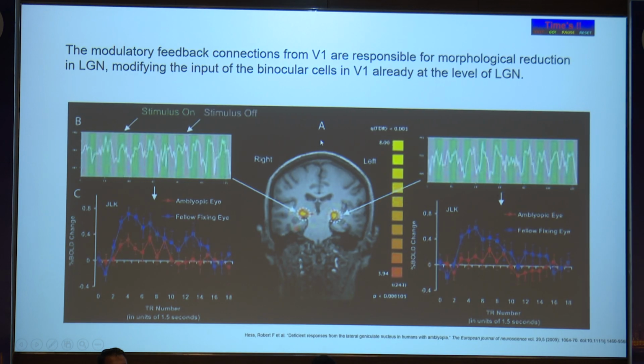Similarly, they have even looked at modulatory feedback connections, where V1 is responsible for morphological reduction in the lateral geniculate nucleus, thereby modifying the input of binocular cells in V1. Here you can see the normal eye fixing. Whenever there is a normal eye fixing, there is normal modulation, but whenever there is amblyopic eye fixing, there is a decrease in modulatory effect.